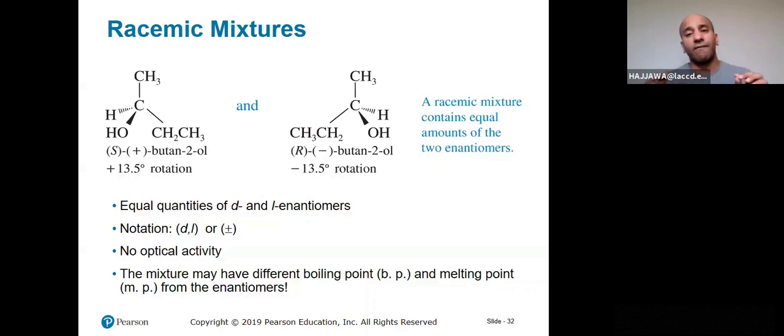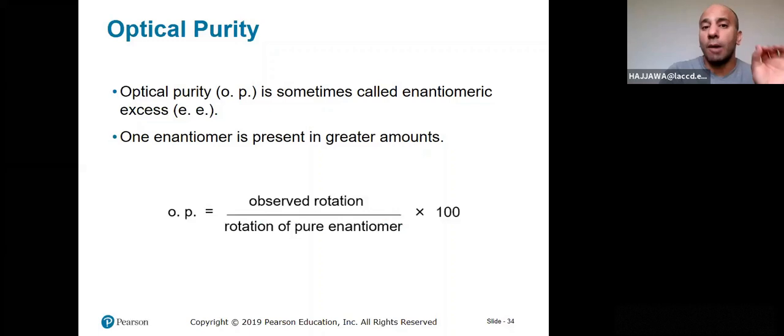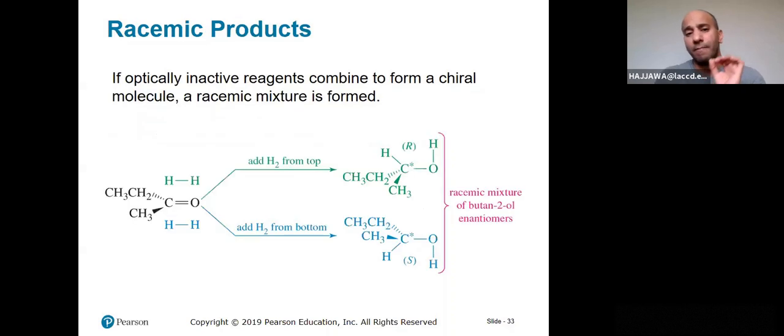So what if I don't have equal quantity? What if I have a mixture of the S plus butanol and the R minus butanol, but these two are not 50-50? They are not a racemic mixture. Then I'm dealing with something else, an optically pure compound. What is that supposed to mean? Let's talk about that.